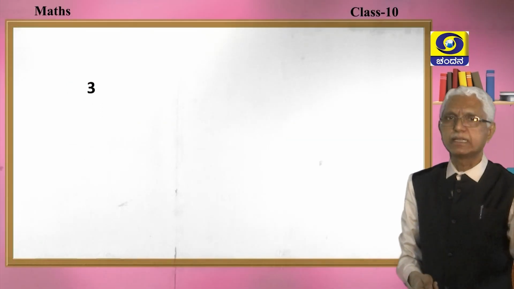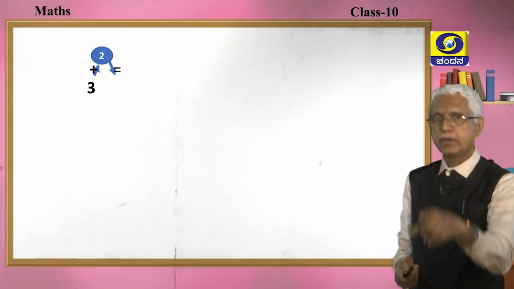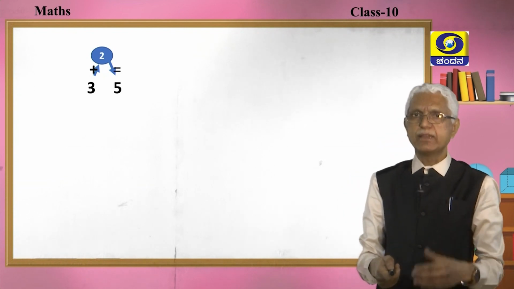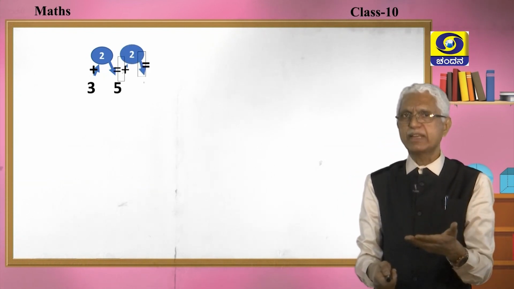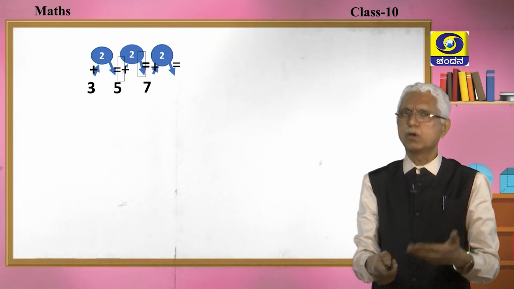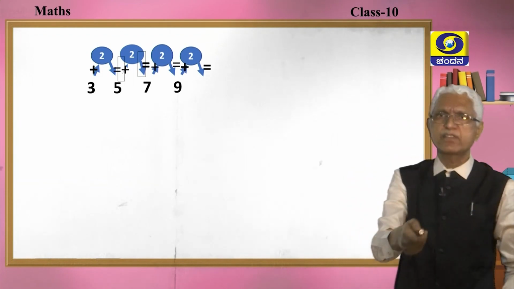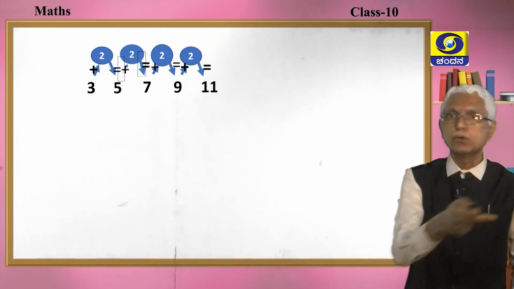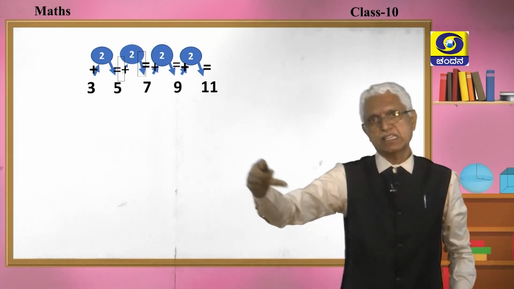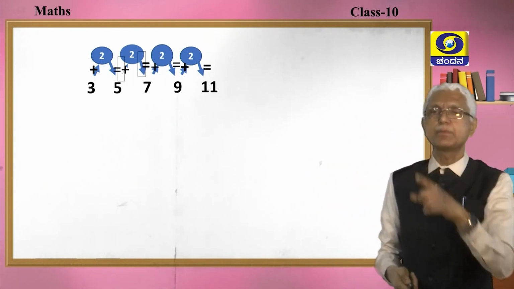Now, I will start with the number 3. Okay. What am I doing? I am adding 2. I get 5. I add 2. I get 7. You know, it is just a simple process. I have chosen the common difference to be 2. So, I went on adding 2 to get a series of numbers 3, 5, 7, 9, 11. This is an arithmetic progression.